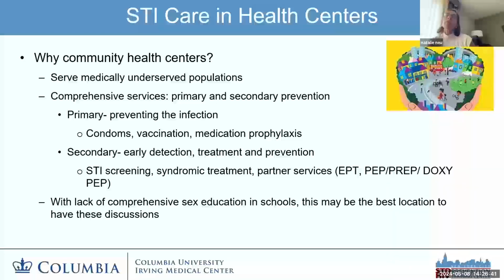Just to remind everyone what we're talking about, primary prevention is where you prevent the infection from happening. So you talk about condom use, vaccination, medication prophylaxis. Secondary prevention includes early detection by screening, treatment of STIs and syndromic treatment, and prevention services such as expedited partner therapy, pre-exposure prophylaxis, post-exposure prophylaxis, and doxy-PEP.